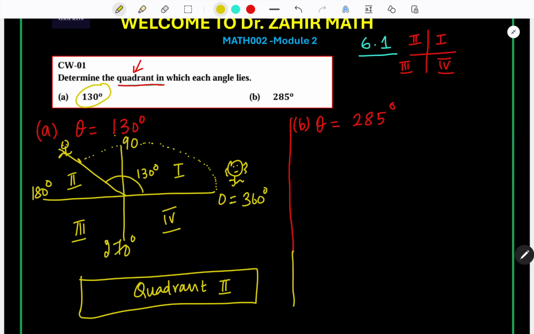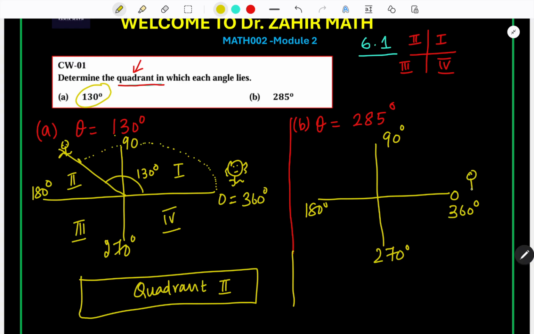Theta equals 285 degrees, right? So this is 0, 90, 180, 270 and 360 degrees. Okay, let us start now. It goes from 0 to 90 degrees and 90 to 180 degrees.